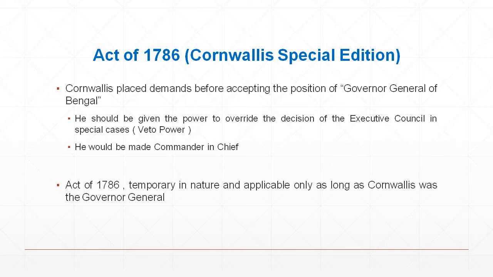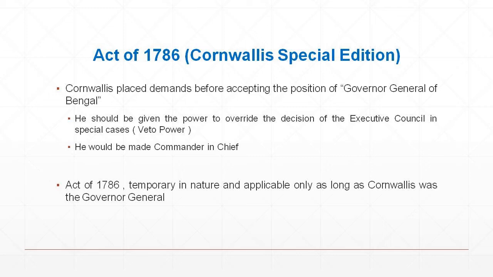Next is the Act of 1786. In 1786, Lord Cornwallis was appointed as the Governor General of Bengal. He placed two demands to accept that post. First, he should be given the power to override the decision of his council in special cases. We know that the Governor General had an executive council of 4 members. So if 3 members of the council are for any decision which the Governor General himself is against, then they could override the Governor General.